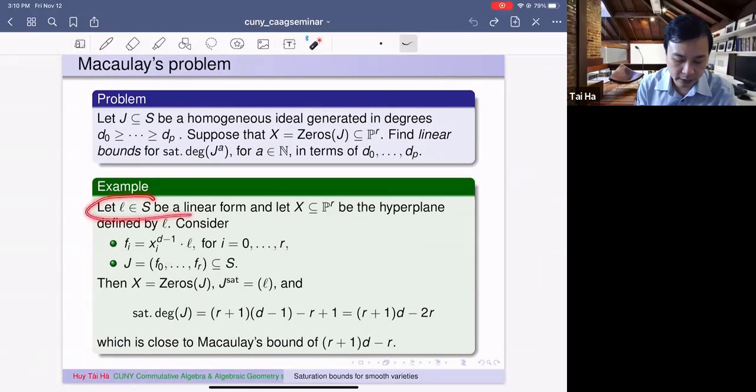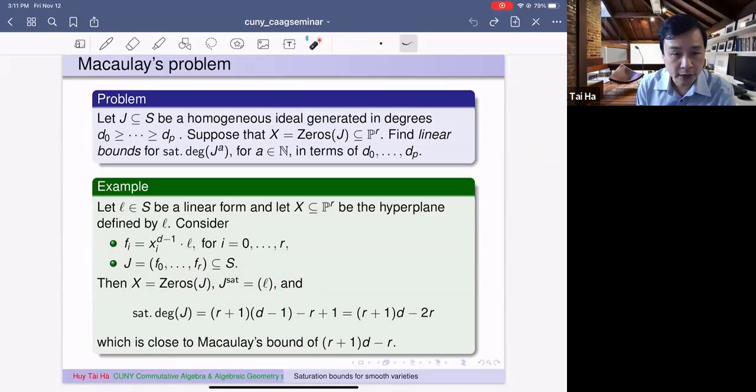So let's start with any linear forms and a hyperplane in P^n given by these linear forms. Now this hyperplane is also cut out by the ideal J generated by F_0 up to F_r, where F_i is just obtained by multiplying L with the (d-1)th power of x_i. So in this case, of course, J and the ideal generated by this linear form define the same variety. So the saturation of J is the same as L.